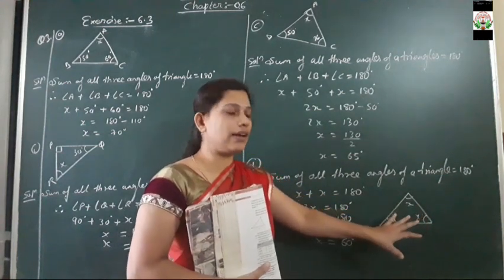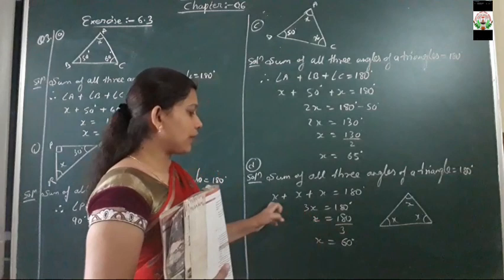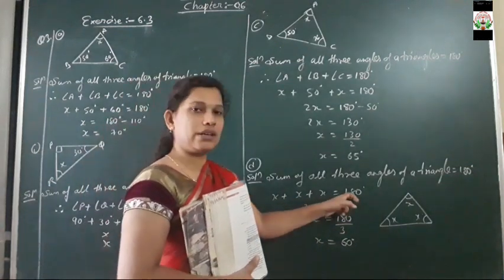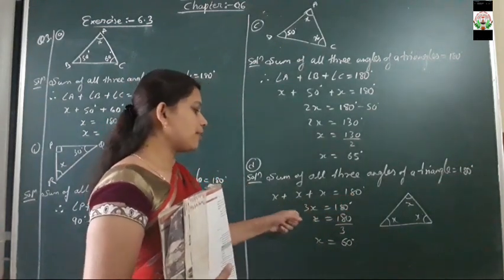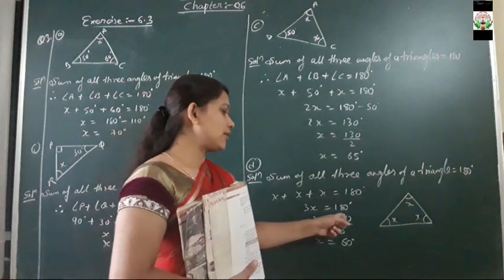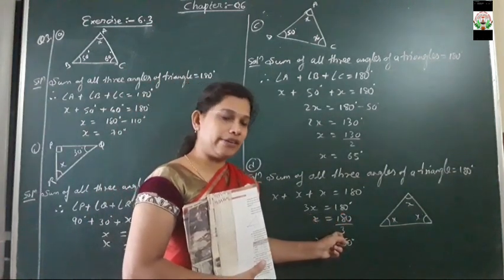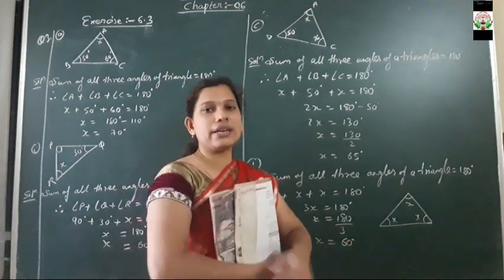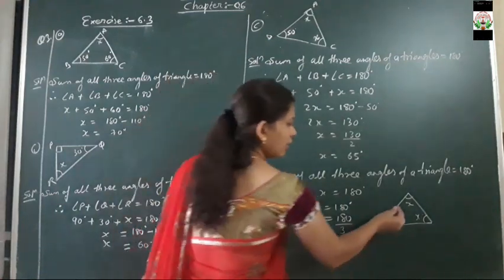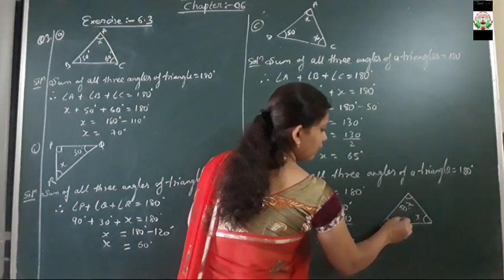Three unknown equal values are given. So x plus x plus x is equal to 180 degrees. Adding all, we get 3x. So 3x is equal to 180, where 3 will come in the denominator of 180 and get divided. So the value of x we will get is 60. And here all the three angles will be equal to 60.